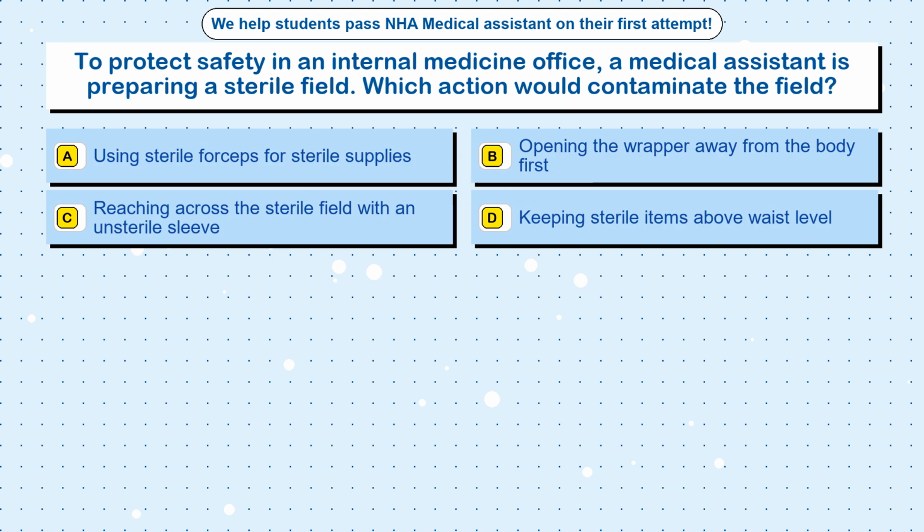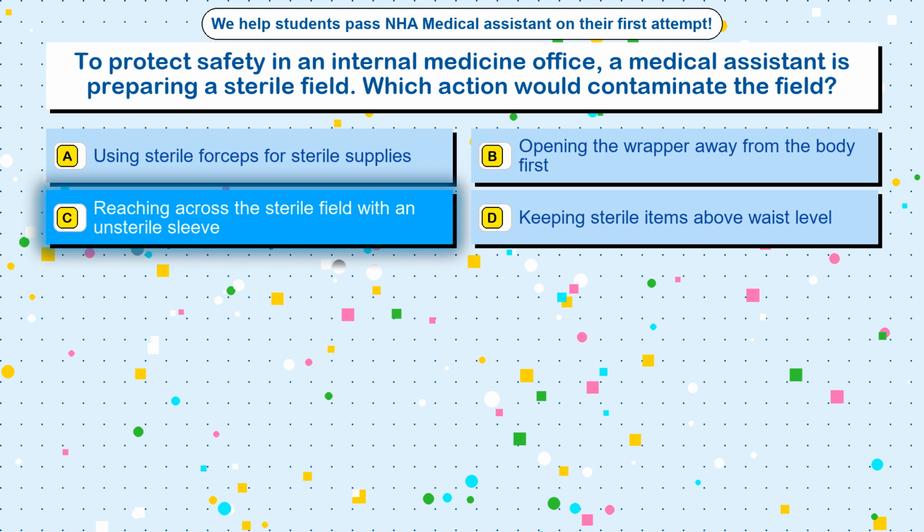Question 63. To protect safety in an internal medicine office, a medical assistant is preparing a sterile field. Which action would contaminate the field? Option A. Using sterile forceps for sterile supplies. Option B. Opening the wrapper away from the body first. Option C. Reaching across the sterile field with an unsterile sleeve. Option D. Keeping sterile items above waist level. The correct answer is option C.